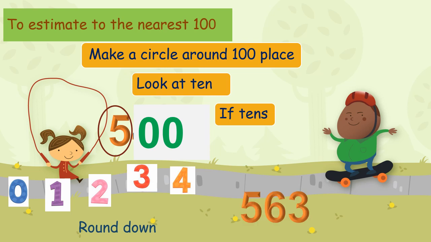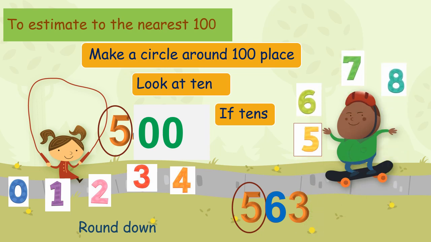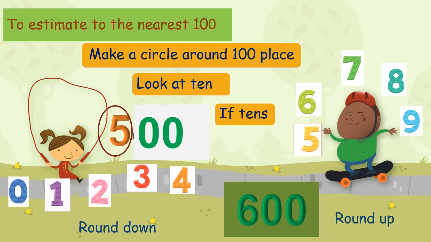What about this number? We have 563. Our tens is 5. Our hundreds is 500. Our tens is here 6. What shall we do now? If your tens is 5, 6, 7, 8, or 9, you're going to round up. That means you're going to go to the 100 after. What's the 100 after 563? It's 600. So this will be rounded to 600.